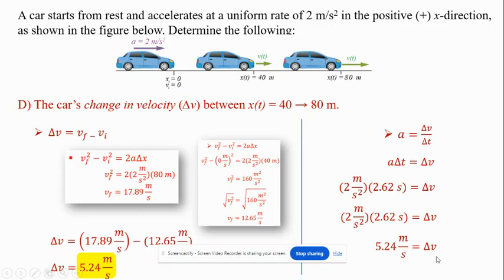But then I also want to point out that this is change in V. This is not your final velocity. This is not your average velocity. This is not your initial velocity. This is the change. How much has your velocity changed by during that time interval, or during that distance from 40 to 80? Okay.